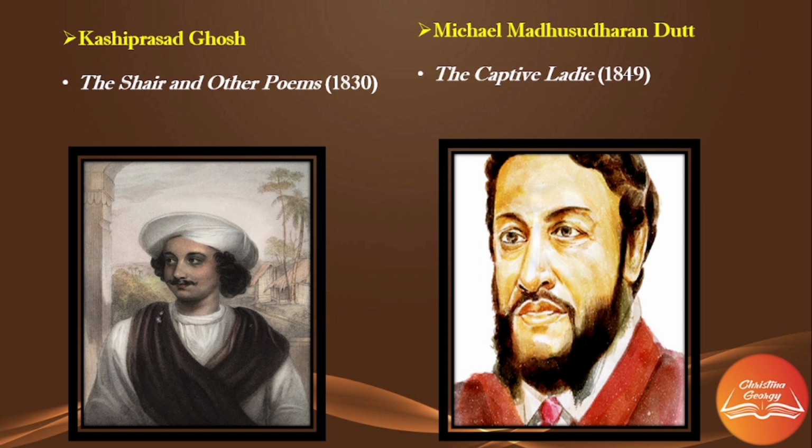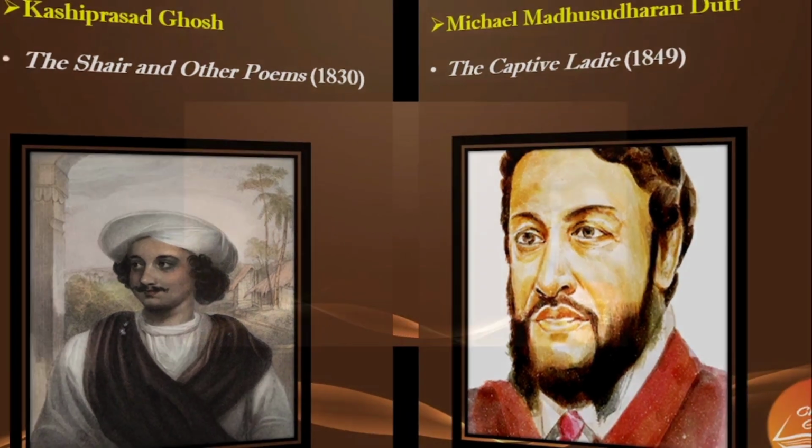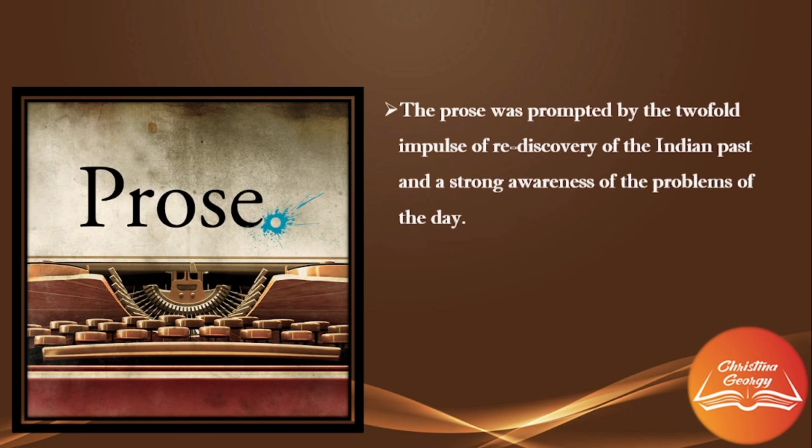Moving on to the next literary genre, which is prose. The prose was prompted by the twofold impulse of rediscovery of the Indian past and a strong awareness of the problems of the day. What does that mean? It included themes such as the lost glory of India and the contemporary problems.